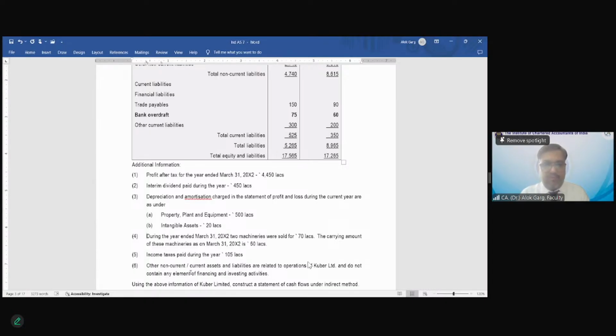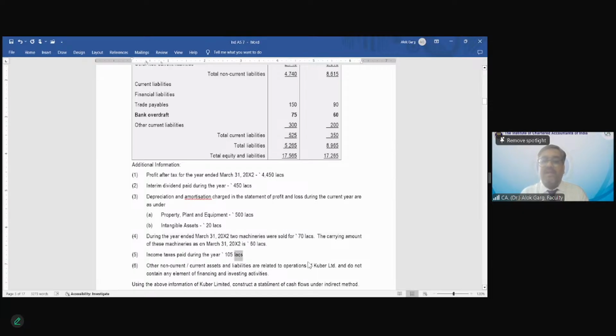Then, in point number 4, it is also written that during the year ended March 31st, 20x2, 2 machineries were sold for rupees 70 lakhs. The carrying amount of these machineries as on 31st March 20x2 is 60 lakhs. So in the PPE, 2 machineries were also sold, right? And the carrying value of the machinery was 60 lakh, but the machinery was sold at 70 lakhs. Okay. So it means this will also require an adjustment in the PPE schedule.